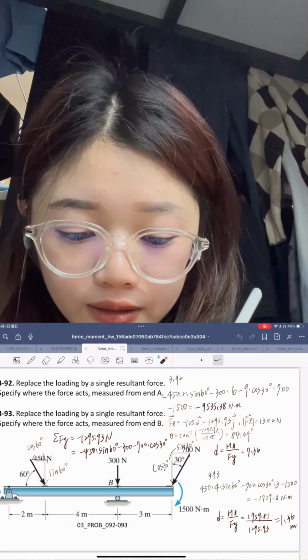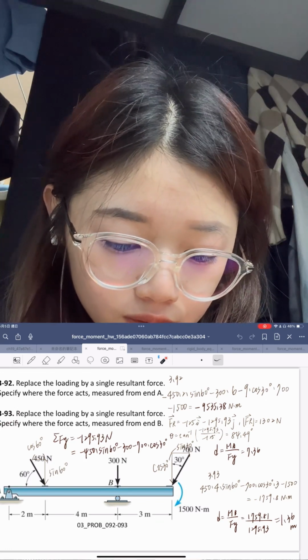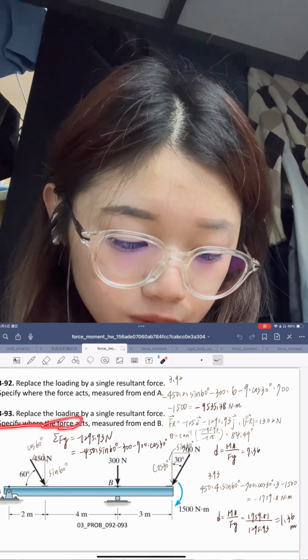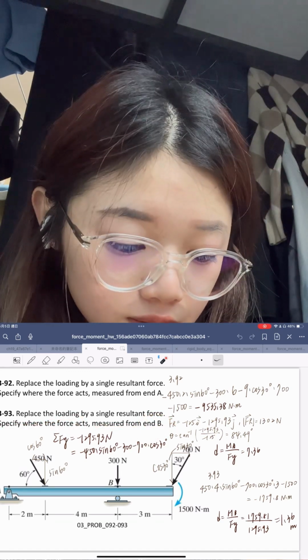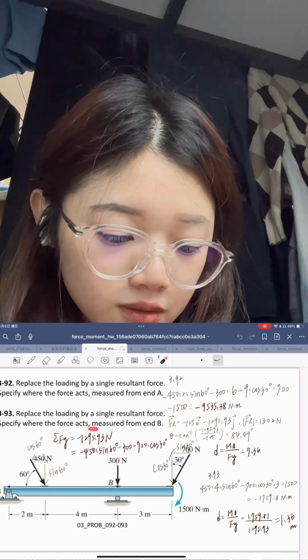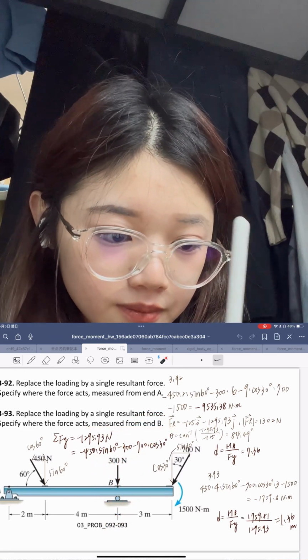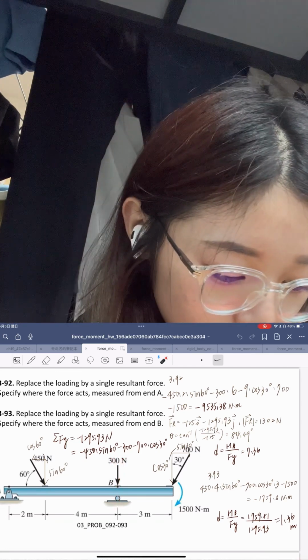Okay, and in 3.93 we replace the loading by the single resultant force. Specify where the force acts, measured from the end B. So in this question, x is measured from the end B, we have to know this, because we have to measure from this, A, we don't need to consider it.